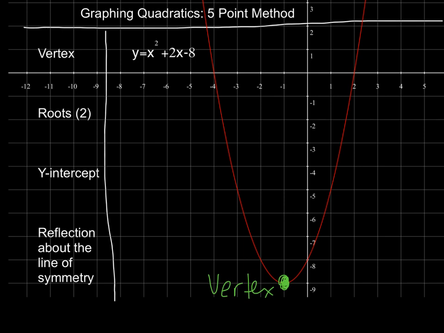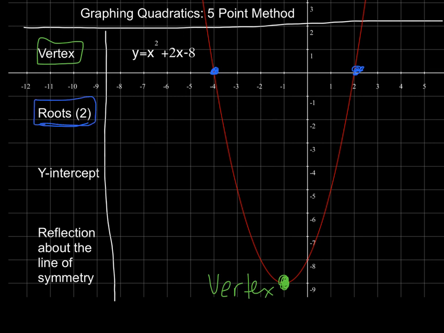Okay, the next one that we want to find are called the roots, and the roots are where it crosses the x-axis. So it crosses there and it crosses there. For this quadratic, there are 2 roots. So it crosses this spot and this spot, so those are my roots right there. I'm going to make that my vertex color. This is my roots color.